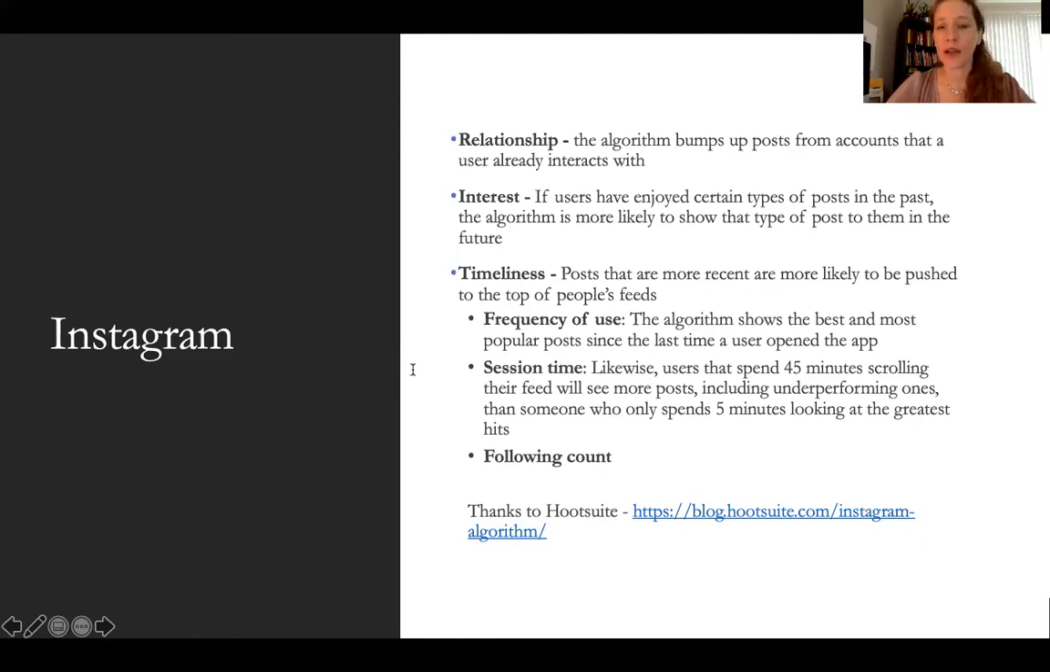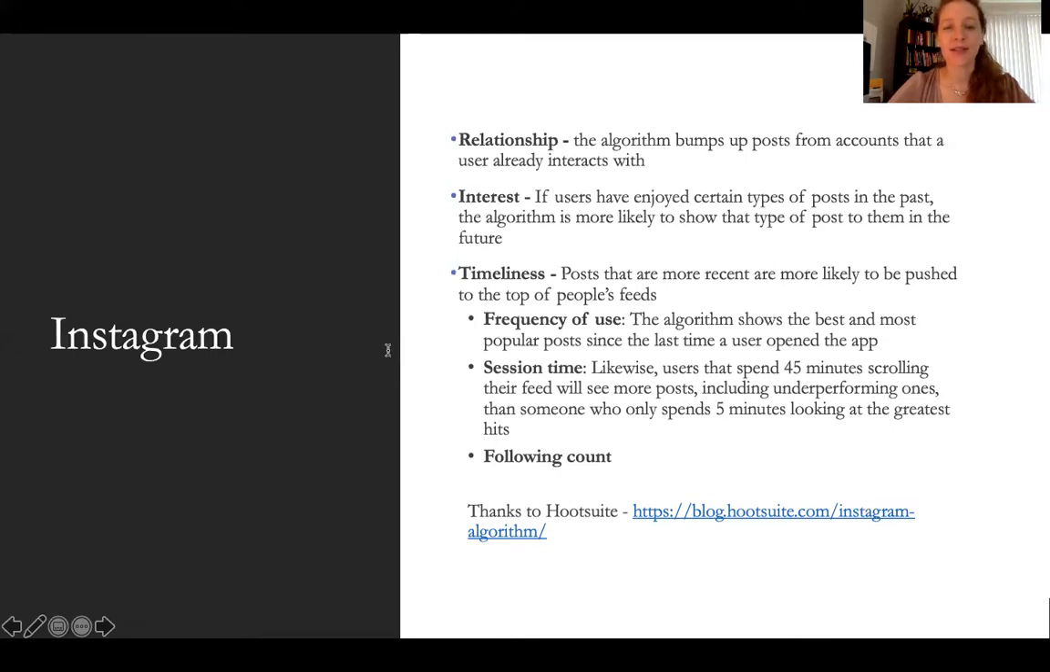So there's three primary ranking signals. One is relationship. So the algorithm will bump up posts from accounts that a user already interacts with. So if you're already interacting with that account, they will show you more posts from that account. So people you have interacted with, you will end up interacting with more and more. And people you don't interact with as much, you will end up interacting with less and less.